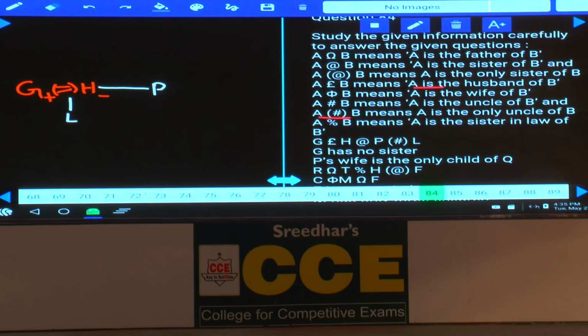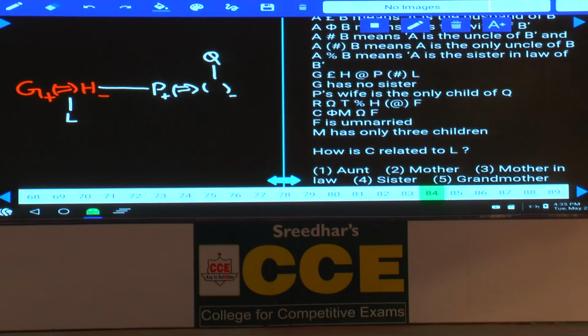Next one, after this what? G has no sister, and P's wife is the only child of Q. Now P is having a wife. As P is having a wife, now P's wife is the only child of whom? Of Q. That means Q is a female. Then L, is it possible to have L at this place? And next one, P's wife is the only child of Q.